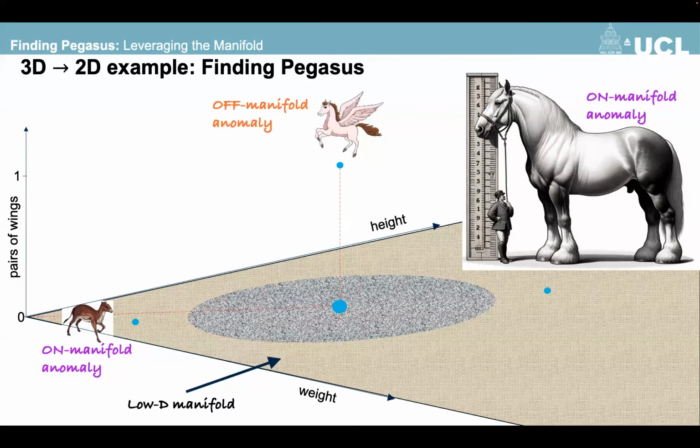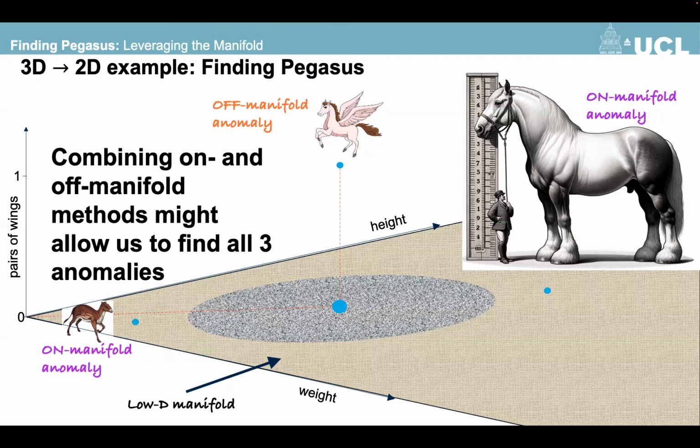In some ways, as I say, Pegasus is kind of new physics, a little bit magical, but I guess all new physics is a bit magical until we've got a theory. But Eohippus and Samson are kind of interesting points as well. And so by combining on and off manifold methods, it might help us to find all three of these points.